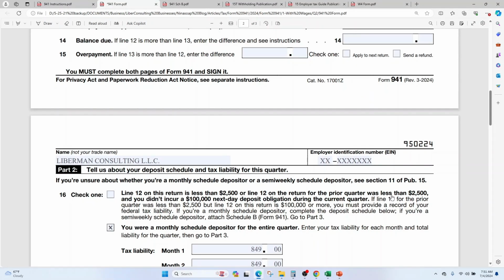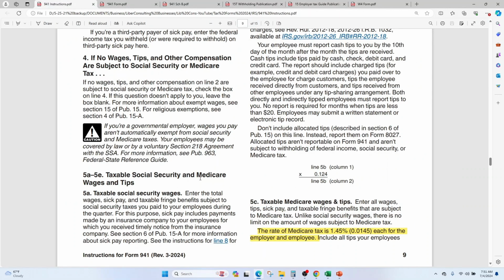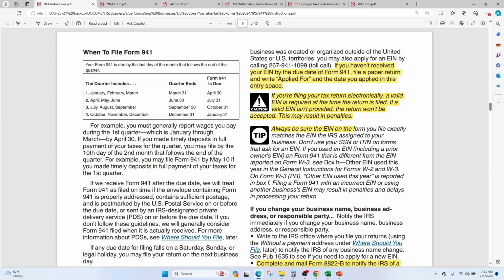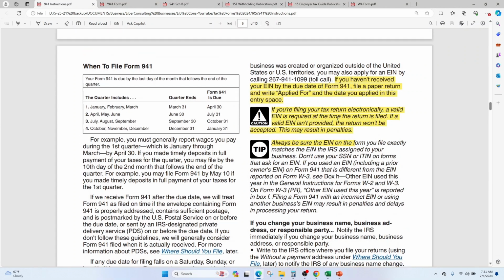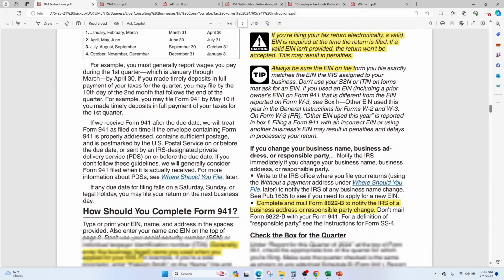So where do you mail Form 941 without a payment? Because we are not going to add payment to it. You'll go to the instructions for Form 941, page 6, page 7.